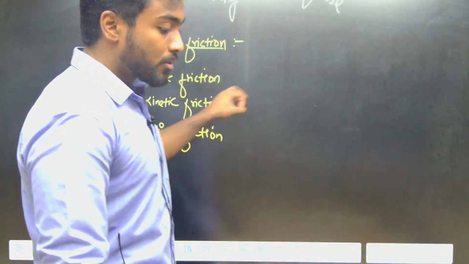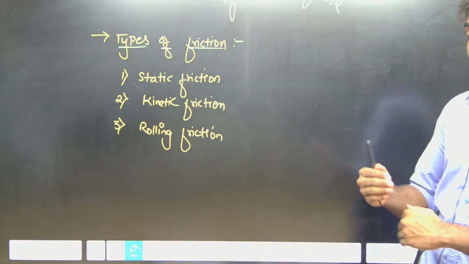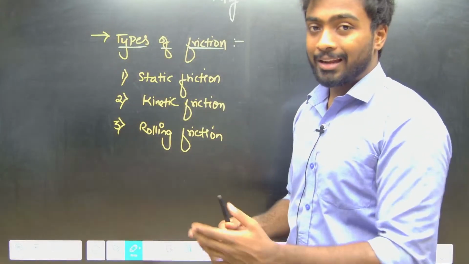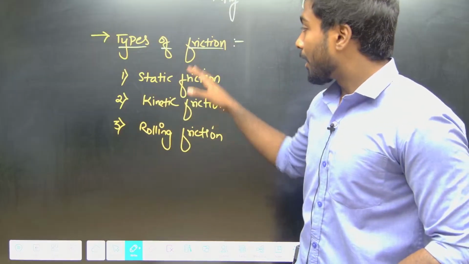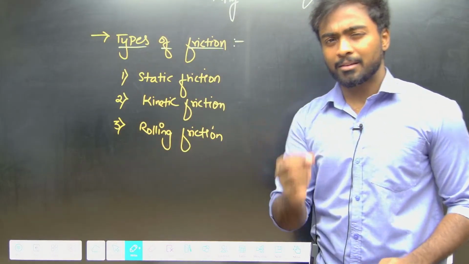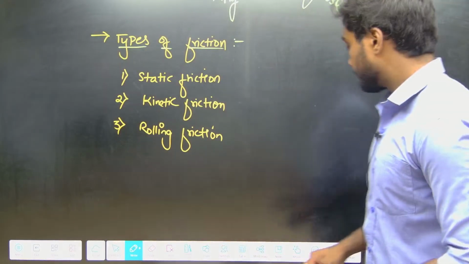We are not going to talk deeply about what is static, what is kinetic and what is rolling. In class 11th, in laws of motion, that time we will talk about the types of friction. Now, a basic problem: how to solve it, how to approach it, let's see.